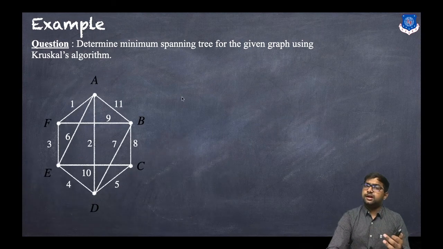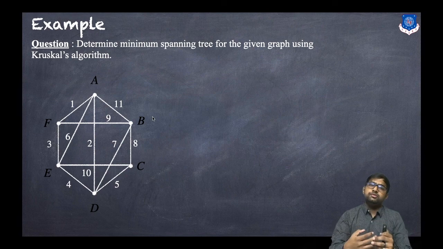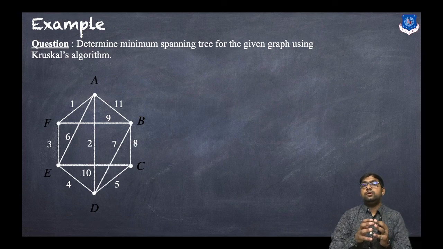So this is the graph. This is the same graph that we discussed in Prim's algorithm. See what we'll do here. In Prim's algorithm, we selected the vertices. Here we will select the edges of minimum weight. First, we will arrange all the edges in increasing order of their weights.